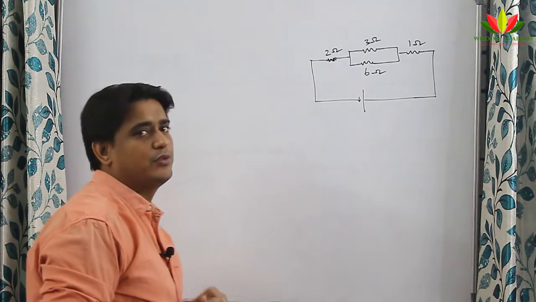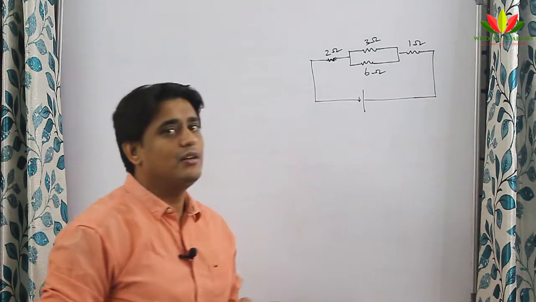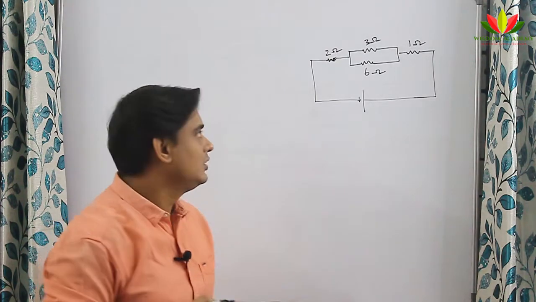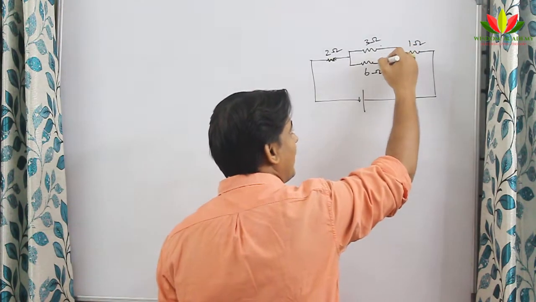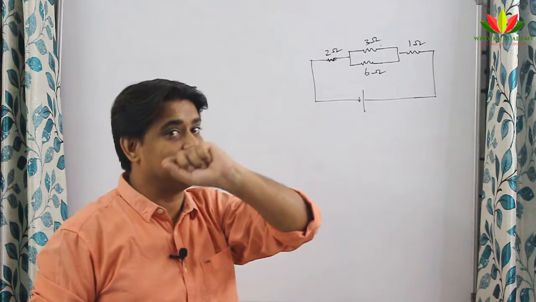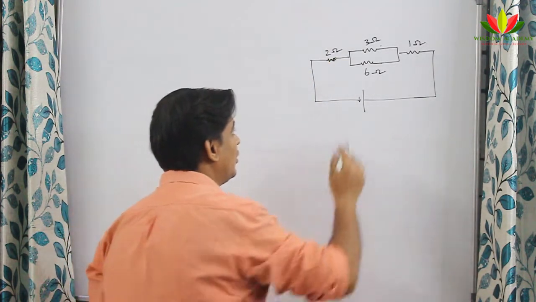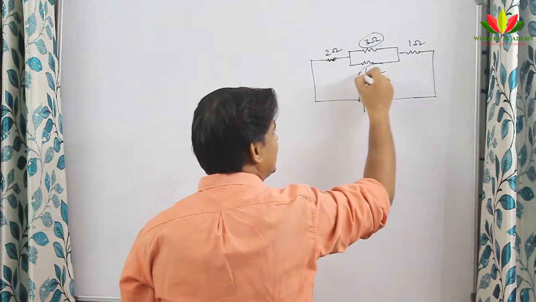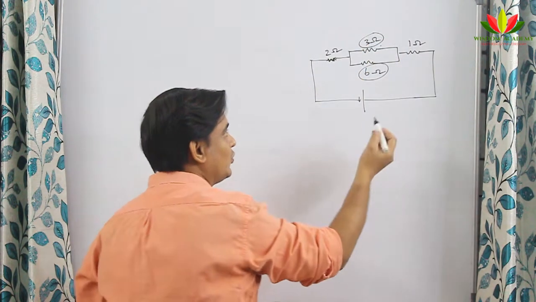So how should you do this kind of question? First you should find what is in series and what is in parallel. You can see that these two are in parallel. So first we will simplify this parallel into one single resistance. Now I will take this 3 ohm and this 6 ohm into consideration. So what will be the value of R?